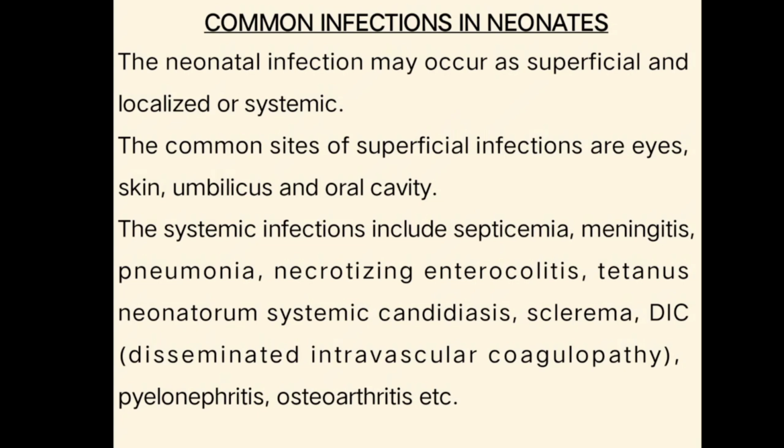The systemic infections include septicemia. Septicemia is the clinical name for blood poisoning, due to various germs, viruses, bacteria and fungi, and it may sometimes cause septic shock also. And meningitis means inflammation of the brain and spinal cord membrane. And pneumonia means an infection that inflames the air sacs in one or both lungs, which may fill with fluid. Next is necrotizing enterocolitis.